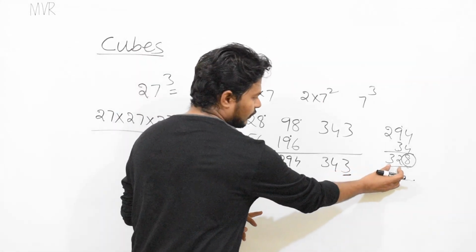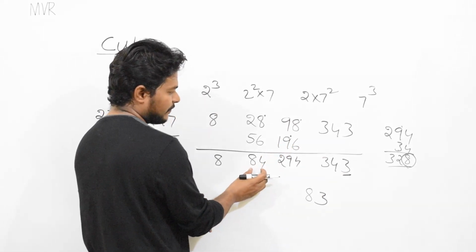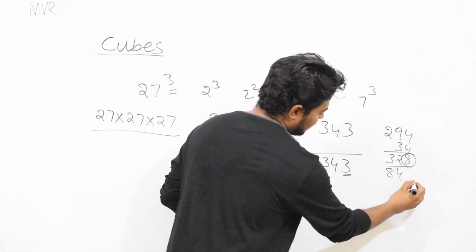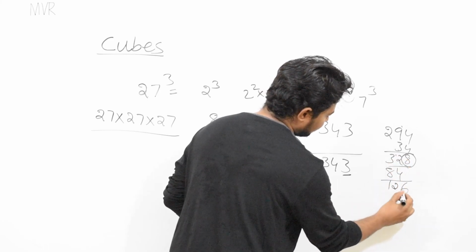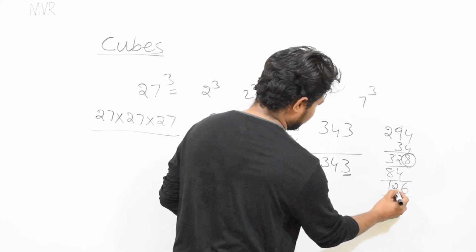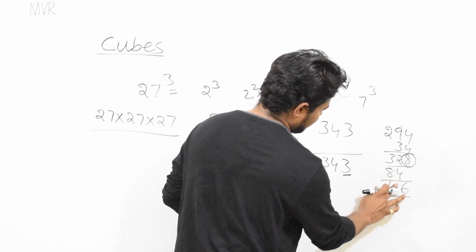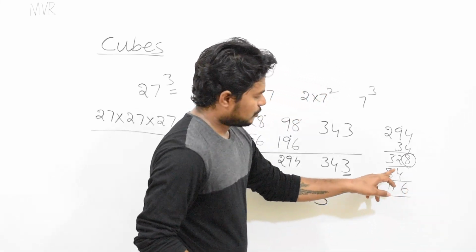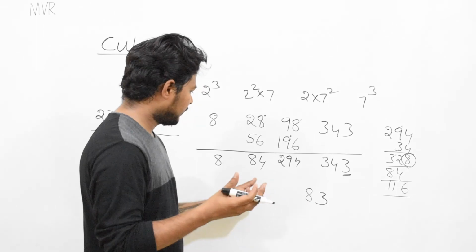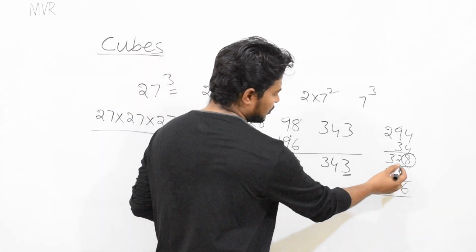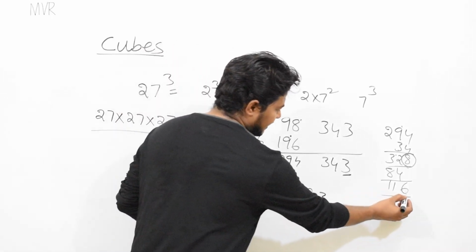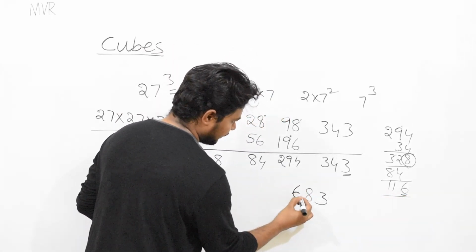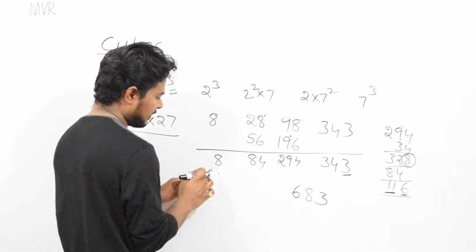Now this 32 will be the carry for this 84. Now add 84 here. So 32 we are adding with this 84. So 4 plus 2 will be 6 and 8 plus 3 will be 11. So 116. Write 6 as it is, and this 11 will be carry for this 8.